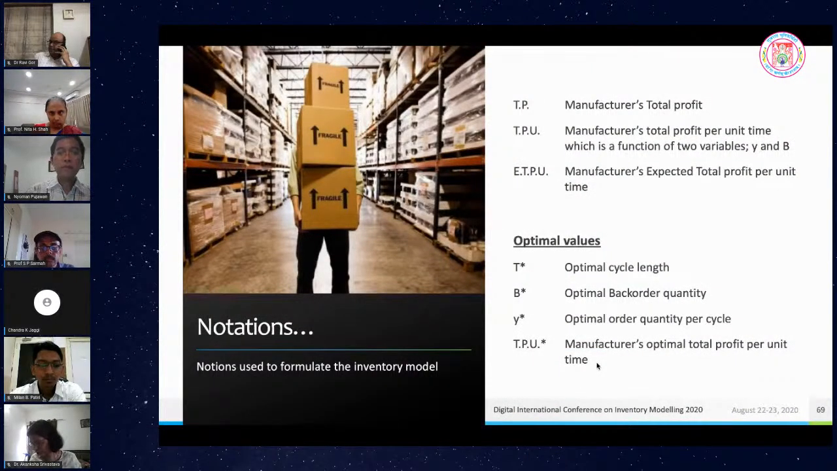That is the manufacturer's total profit. That's the notation. Then the optimum values: T star, your backorder, then the optimum order quantity per cycle, and your total profit basically.